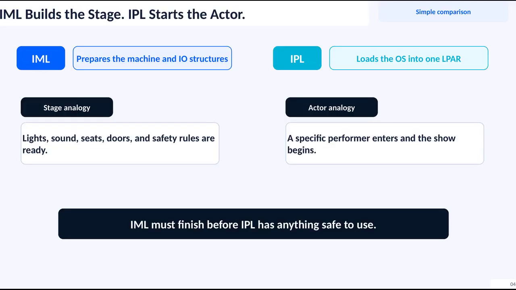The easiest way to separate initial machine load and initial program load is to imagine a theater. Initial machine load prepares the stage. The lights work, the seating is ready, the exits are known, and the stage equipment is in place. But the audience still has not seen a play. Initial program load is when a specific actor steps onto that prepared stage. The actor is the operating system, and the stage is the logical partition. The actor can perform only because the stage was prepared first. In the same way, IPL depends on the machine and I/O structures being ready first.